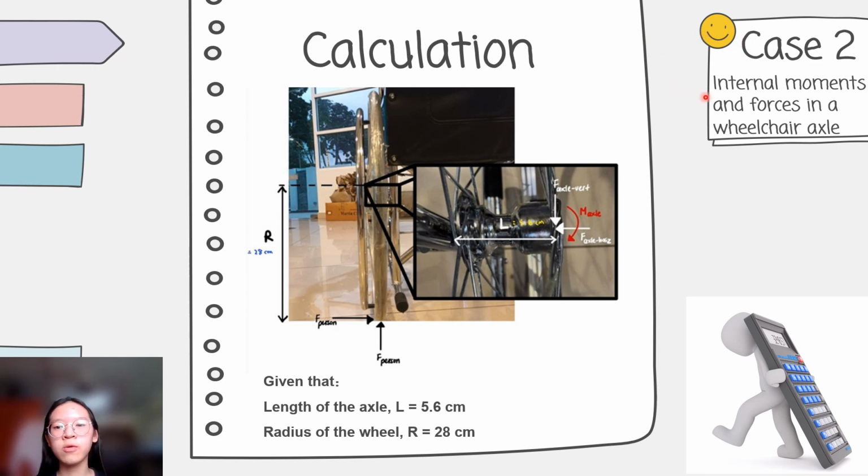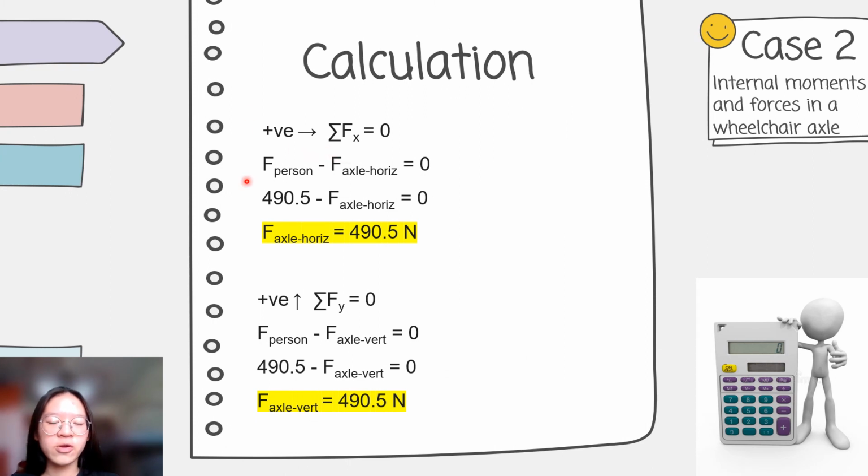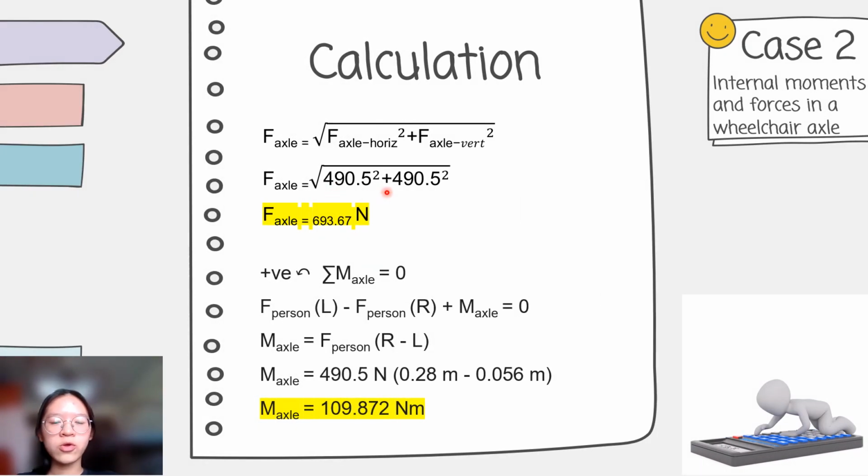For case 2, we must calculate the internal moments and the force in a wheelchair axle. The length of the axle and the radius of the wheel are measured. We use these two formulas, total Fx equal to 0 and total Fy equal to 0, to get the values for force of axle horizontal and force of axle vertical. Then we use these two values to calculate the force of axle is equal to 693.67 newtons. Then we apply the equation total moment of axle is equal to 0 to obtain the moment of axle is equal to 109.872 newton meters.